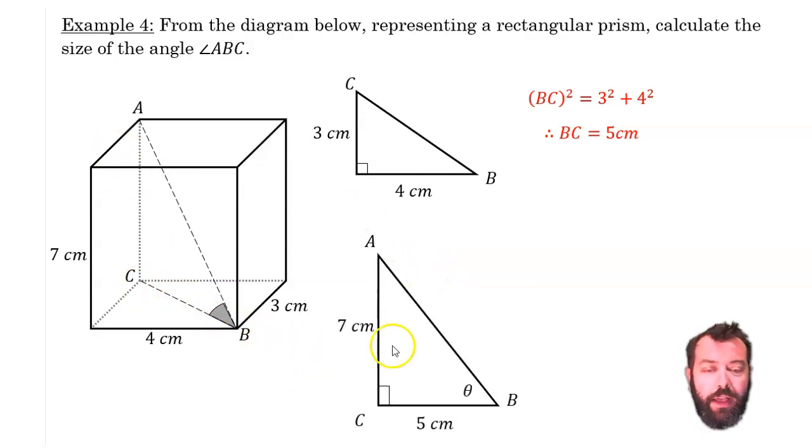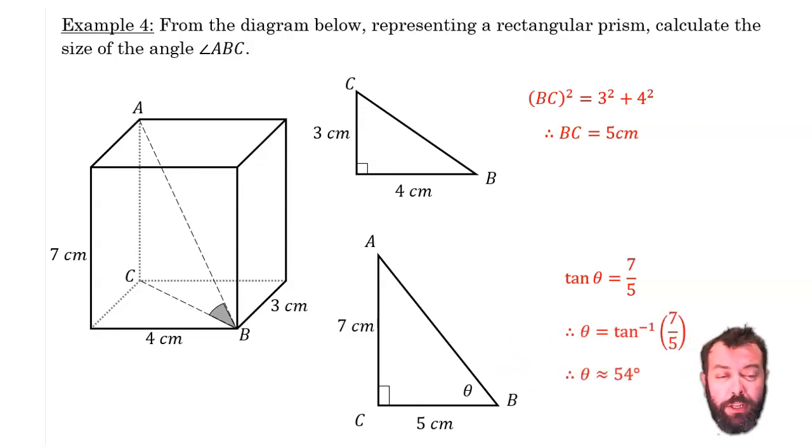So now I have ACB. There's the angle that I'm trying to find, and I know two sides of the triangle, the 7 and the 5. From that, tan is the opposite over the adjacent, and I have the opposite and adjacent, so we're going to use the tan ratio here, and theta will be the inverse tan of 7 over 5, which is about 54 degrees.